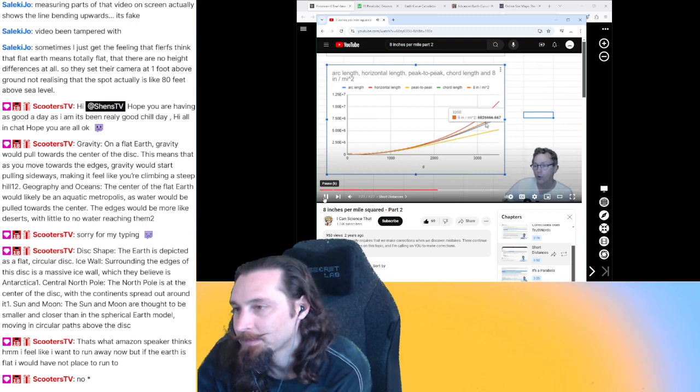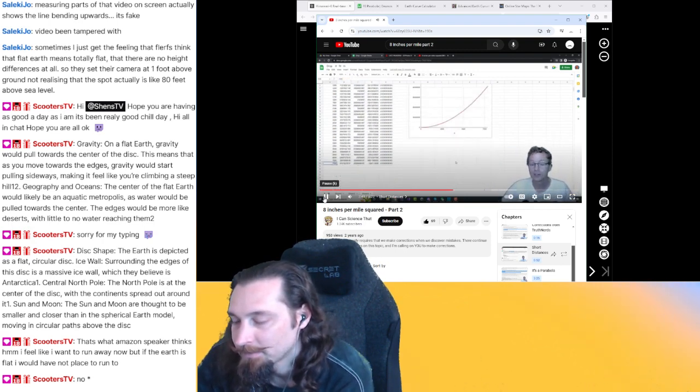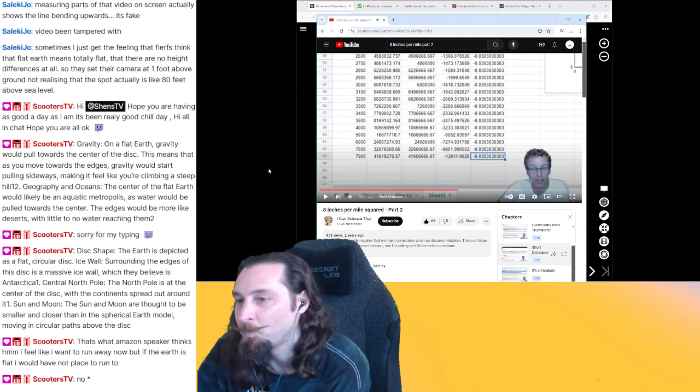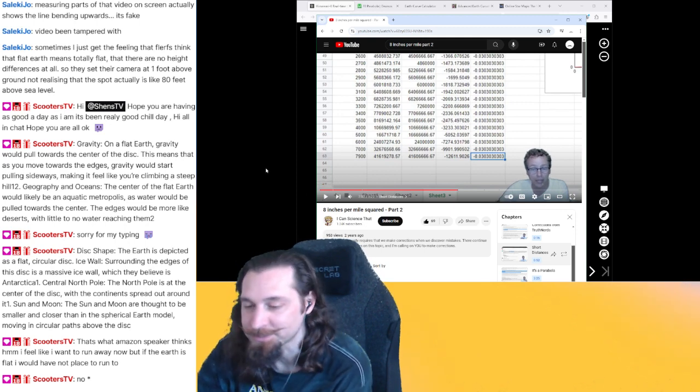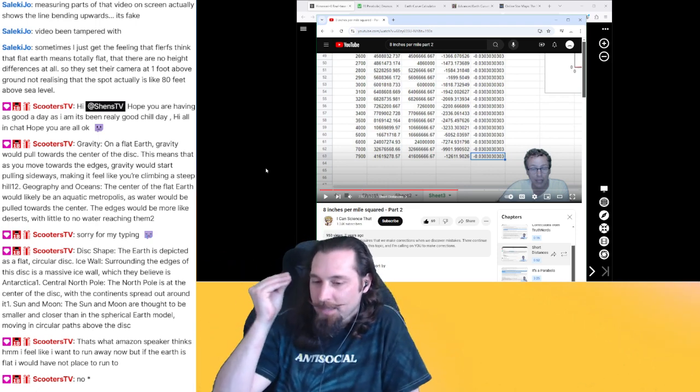Where is chord length on this graph? It's the green line, and you cannot see it. The orange line and the green line line up so perfectly that you can't even see it. So if you're not happy that 1,000 miles is still a short distance in your book, take a look here. I've taken it all the way out to 7,900 miles. It's off by 0.03%.